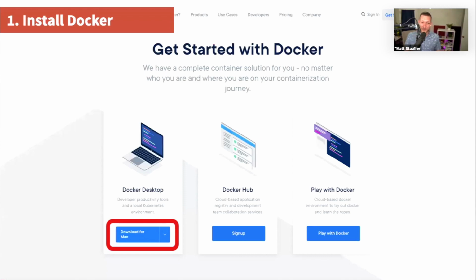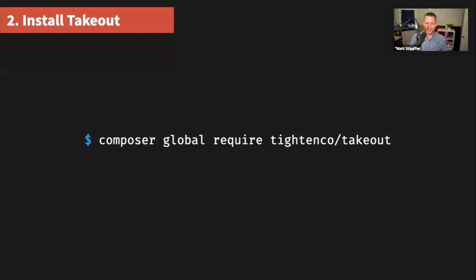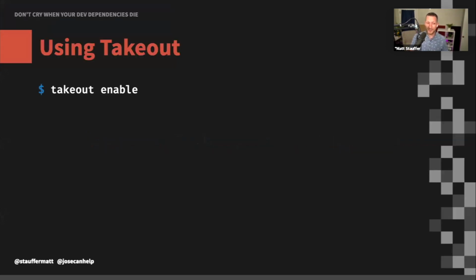So you go to the Docker website. You just hit download. You download and install it. Once we have this live, which will be very shortly after this talk, you run composer global require titanco/takeout. And now you have this global command called Takeout. And you've got things like Takeout enable and Takeout disable for all these various services we're working with.